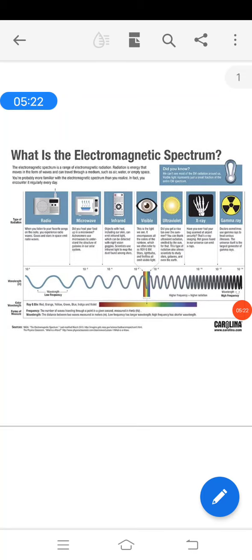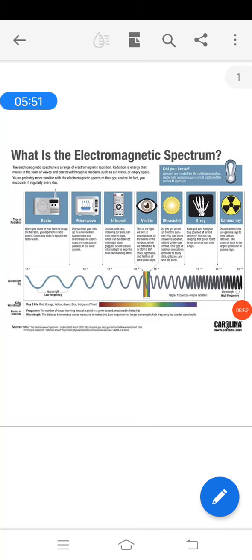So what are electromagnetic waves? This picture is defining the electromagnetic spectrum. What is the spectrum? Spectrum means the range of frequencies. This range of frequencies is divided into seven portions. They are the radio waves, microwaves, infrared, visible, ultraviolet, x-rays and gamma rays.